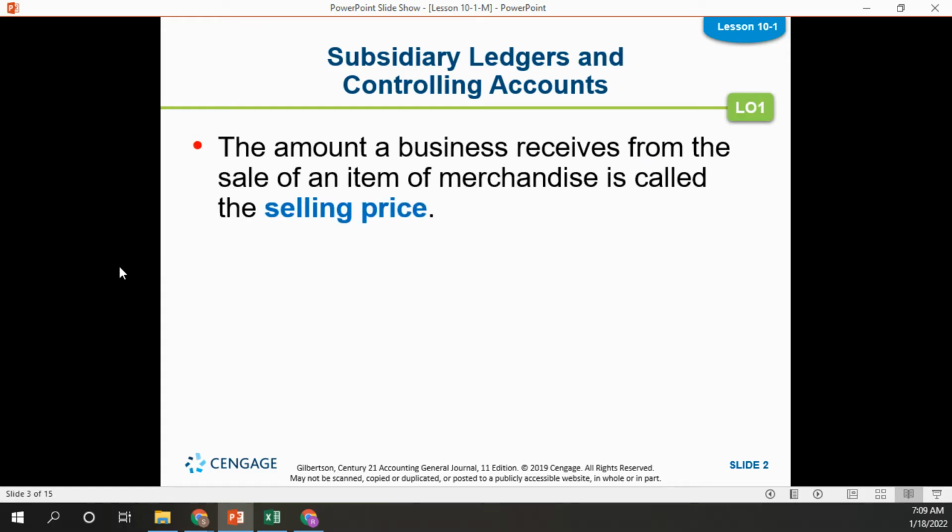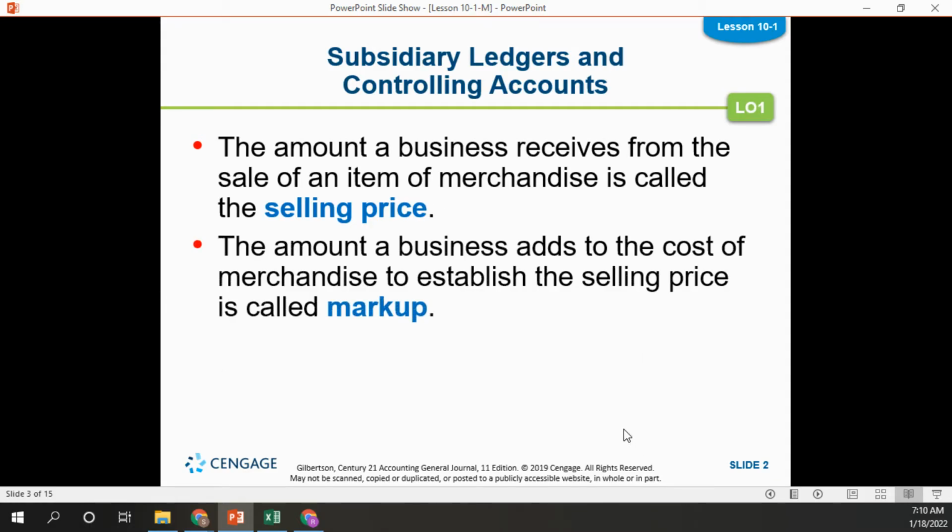A couple of terms here. The amount of business received from the sale of an item of merchandise is called the selling price. That's the price we get for selling it to either an end user or to a business who then in turn is going to resell it. Whatever the case, that would be our selling price.